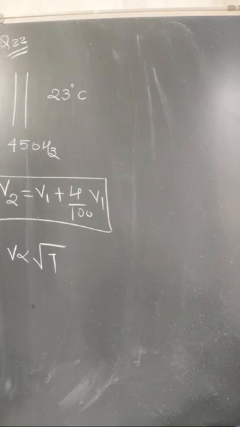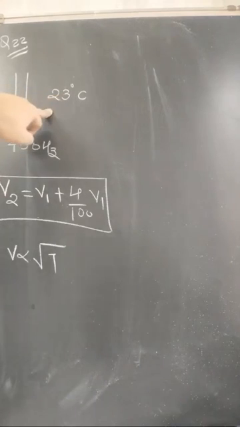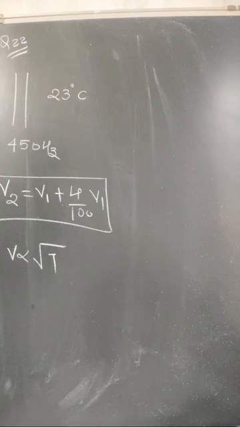At 23 degrees Celsius, a pipe open at both the ends. You can see on the screen, the pipe is open at both the ends. It resonates at frequency 450. Resonate means vibrate. So vibration frequency is 450 Hertz. And temperature is how much? 23 degrees Celsius.